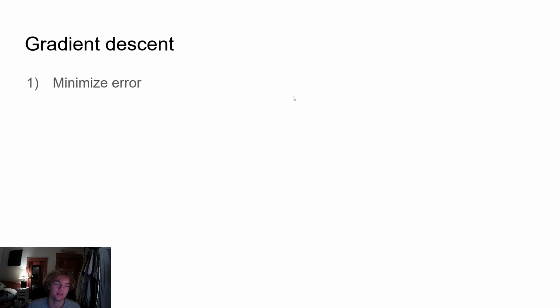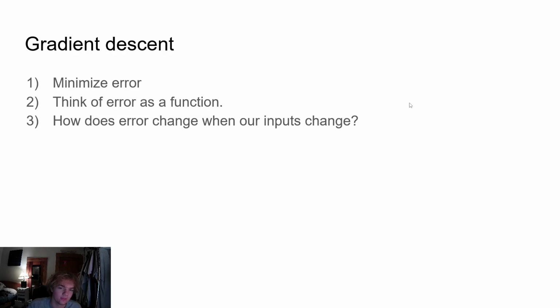The goal, what we're trying to do, is minimize the error. We're trying to make our model as accurate as possible. The way you do this is, well, at least to begin with, you have to treat error as a function, come up with some sort of function to represent the error, because once you have a function, you can do all sorts of things with it. We want to look at how error changes when our inputs change, and then in turn use that information to minimize the error.